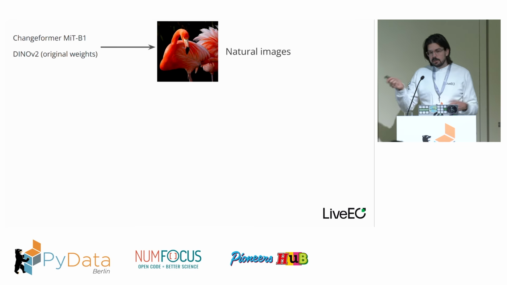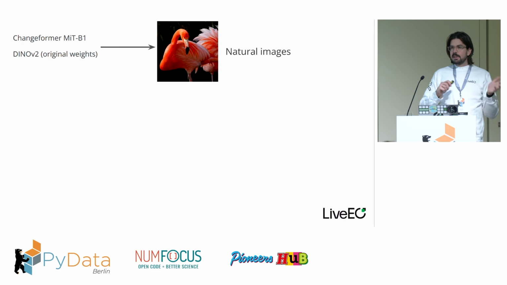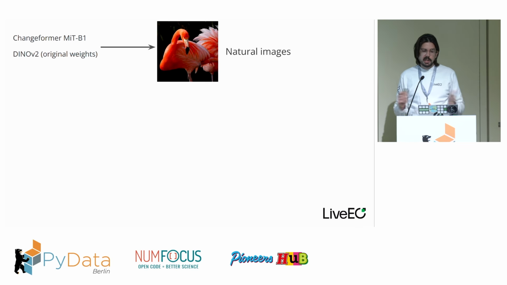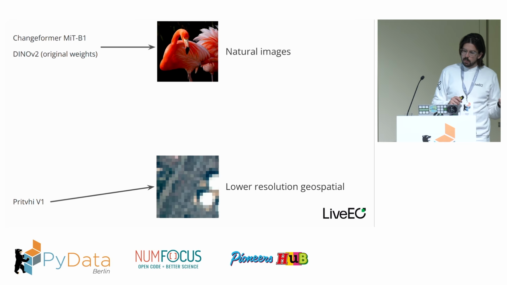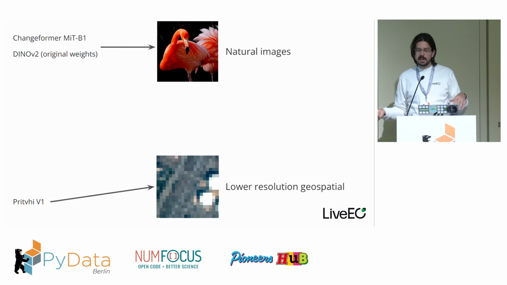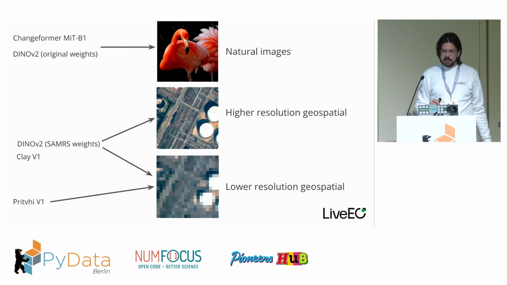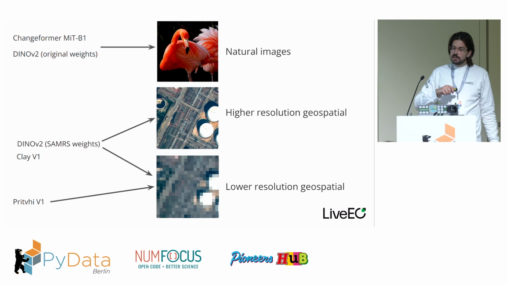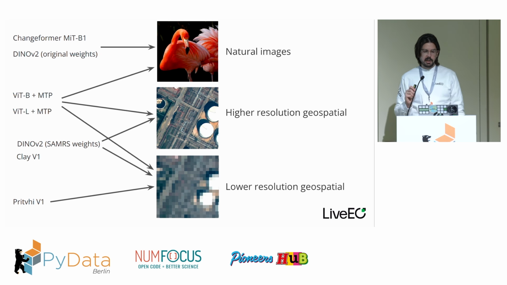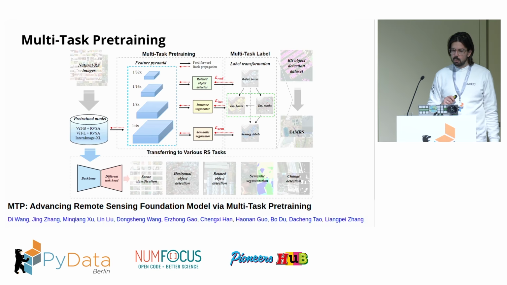Where's my next slide? Yeah, so you can also think about it in terms of what data these models were trained on. ChangeFormer and Dino v2 with the original weights were trained on natural images. Prithvi v1 was only trained on low resolution geospatial data. Dino v2 was trained on a mix of lower and higher resolution geospatial data, and the vision transformers I talked about were trained on all three in some way.